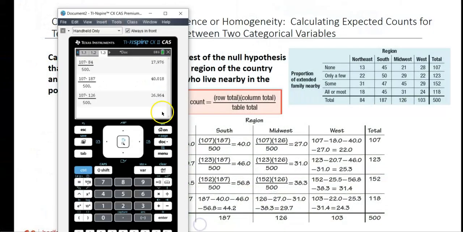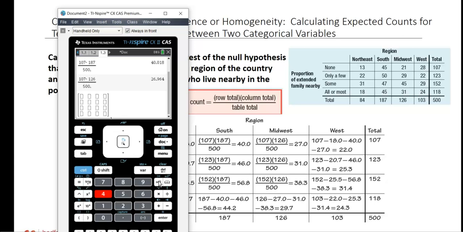Okay, so to do this in the calculator, you have to store a matrix. You can see that there are four different extended family options: none, only a few, some, or all or most. There are four different regions of the country. So a 4x4 matrix is what we need. So hit the key next to number 9. It's near the middle. It looks like a big 3x3 matrix, and it's customizable. Type in 4, tab, 4.